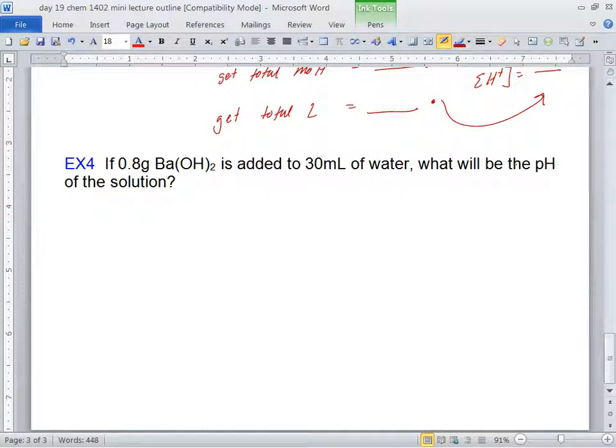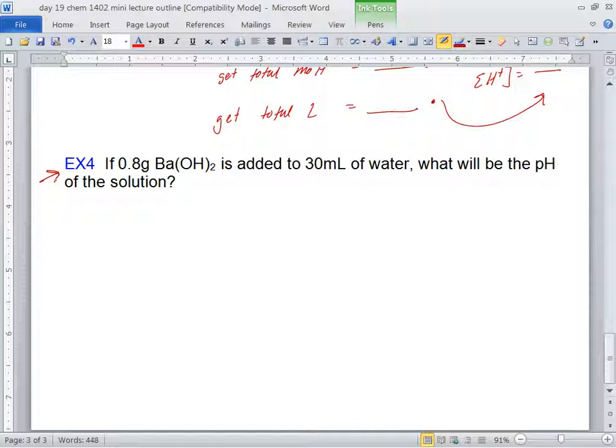Last one. Again, we didn't have time to hit on this in class, but you have all the tools you need. And no worries. What do we have here? Megan's going to tell us. You've got 0.8 grams of barium hydroxide added to 30 mils of water. What will be the pH of the solution?